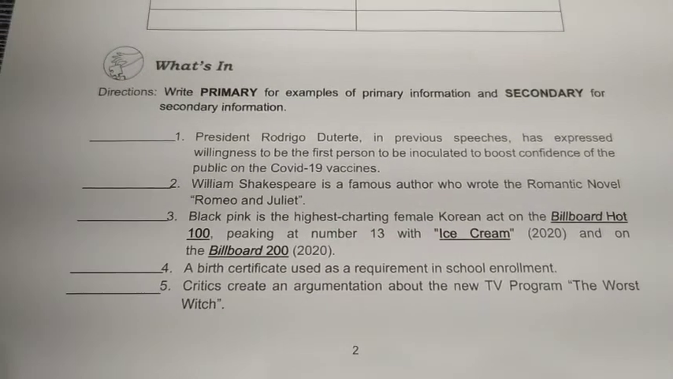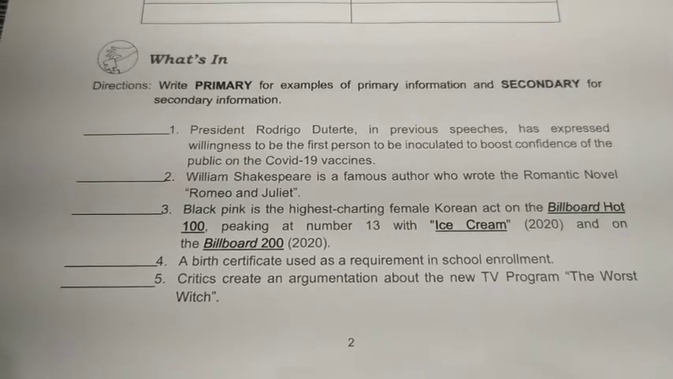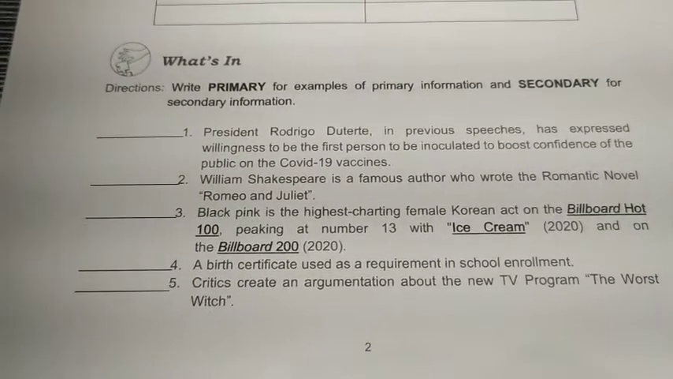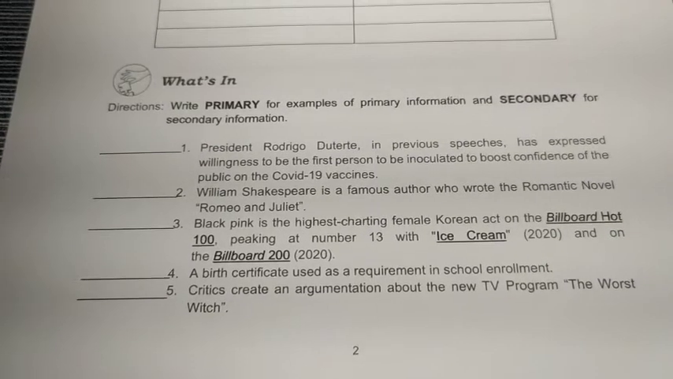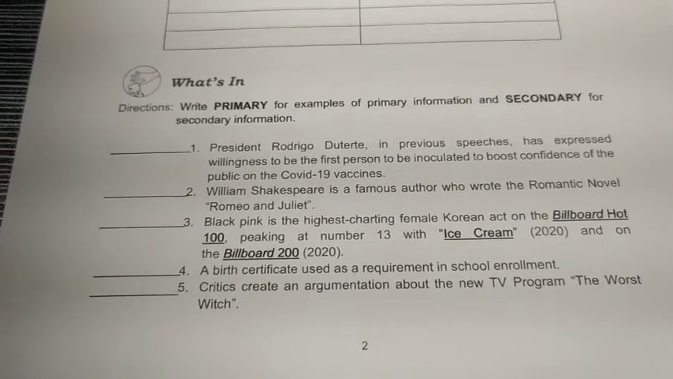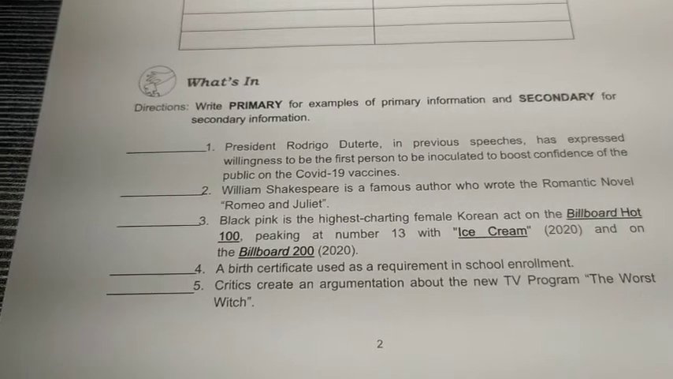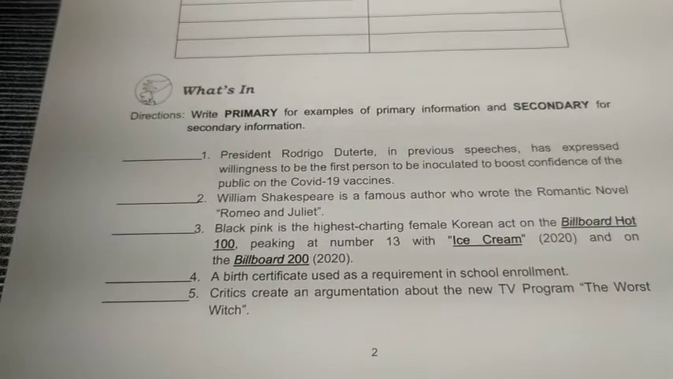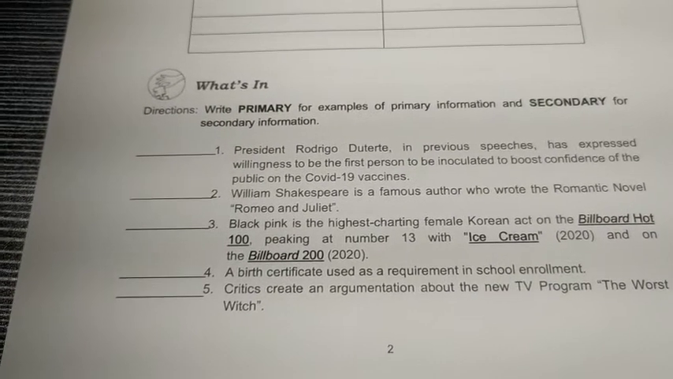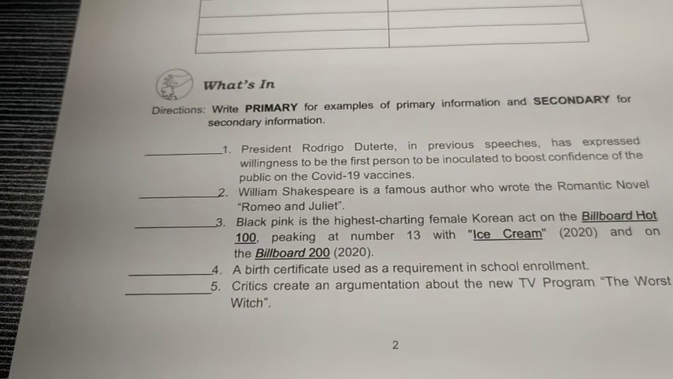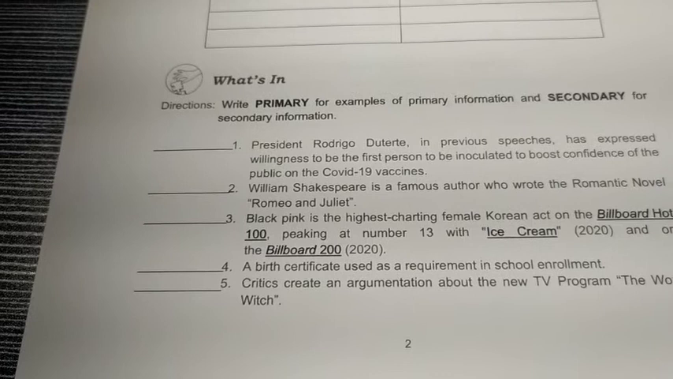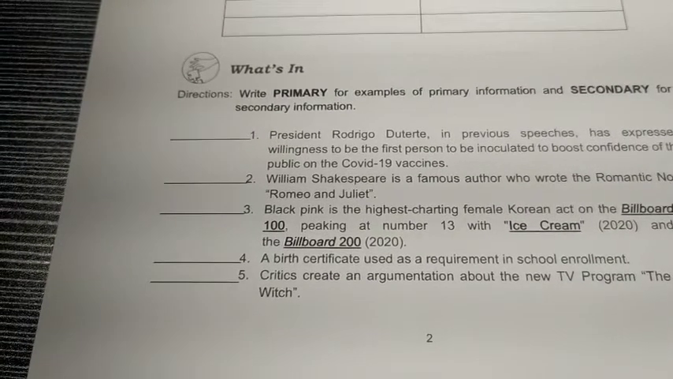Then the primary and secondary, we explained it in our previous module. Primary meaning the one who wrote the text is the one who experienced it, while secondary, the one who wrote the text is just explaining, just summarizing, reviewing other works, but they are not the ones who experienced it.